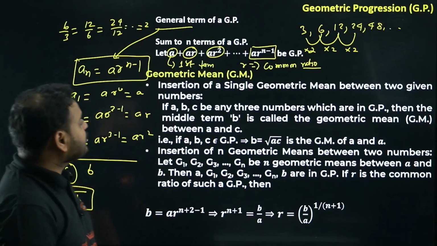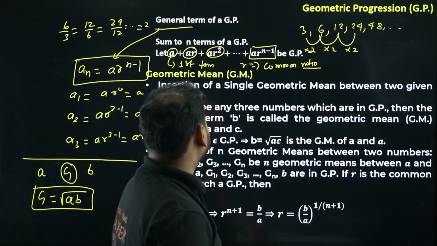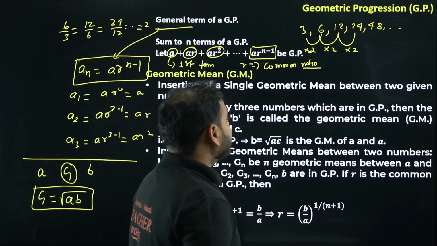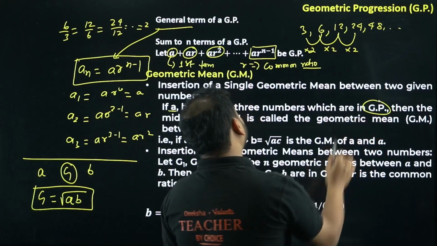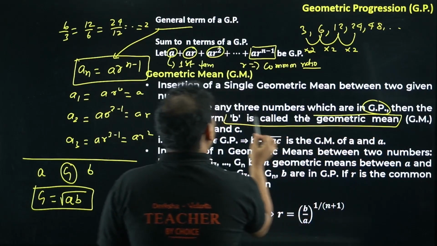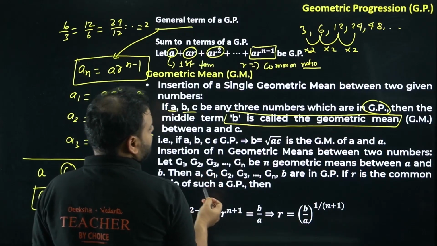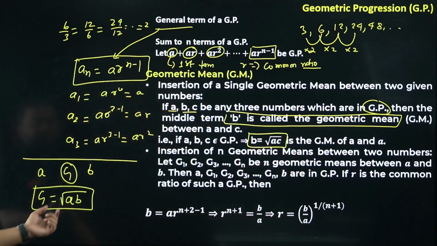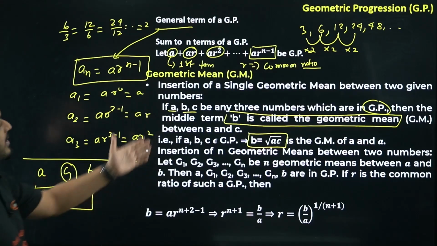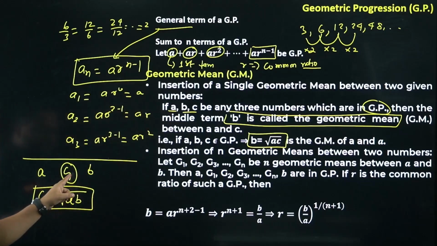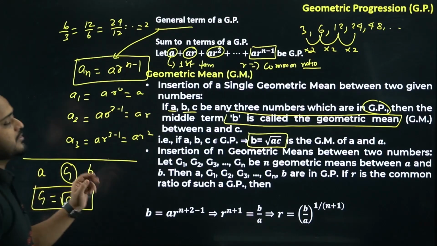Now, insertion of a single geometric mean between two given numbers. If we have A, B, C as any three numbers in GP, then B is called the geometric mean and is given by root of AC. Please check. Same thing I've written over here: G as root of AB. In this case, you have taken A, B, C, that's why B is root of AC. The middlemost number will be equal to the root of the product of the first and last.